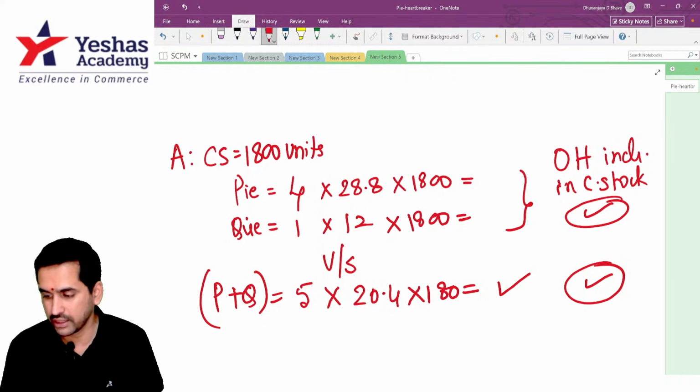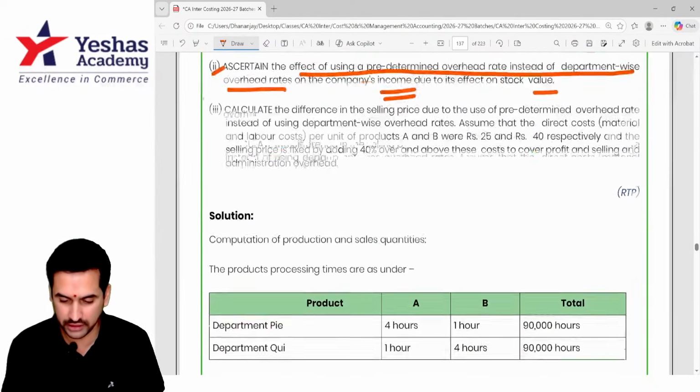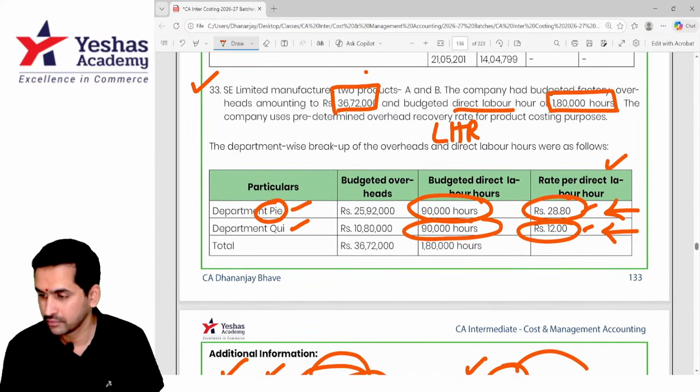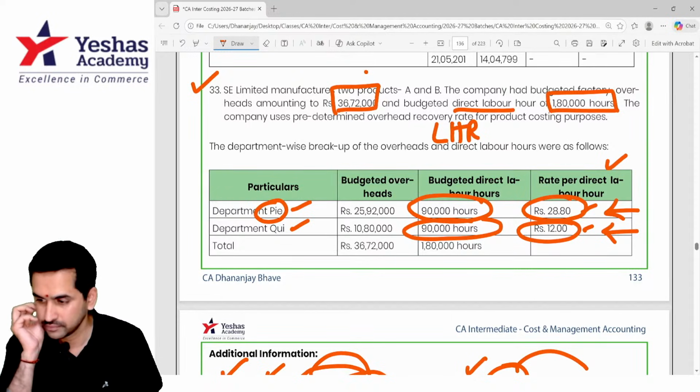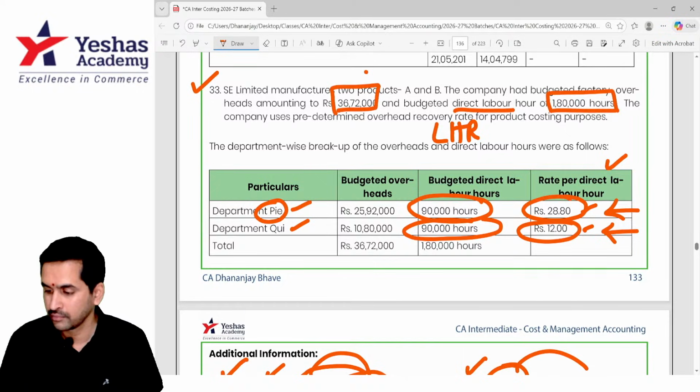No, Maheshwari, I don't think it was 20. It was 20.4. Single rate for full company. Can somebody recheck in the first paragraph? I will wait, please recheck. Is it 20.4? I want few more students to check and confirm. 36,72,000 divided by 1,80,000. First paragraph of the question.